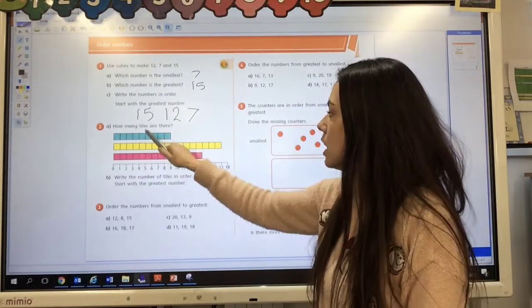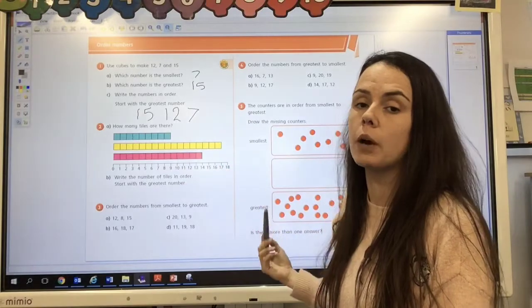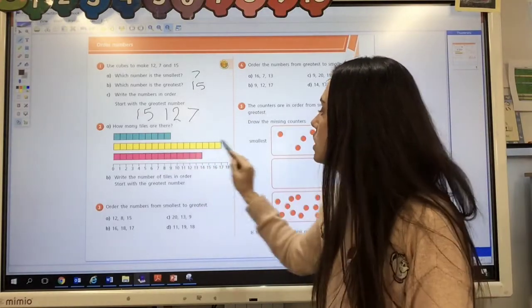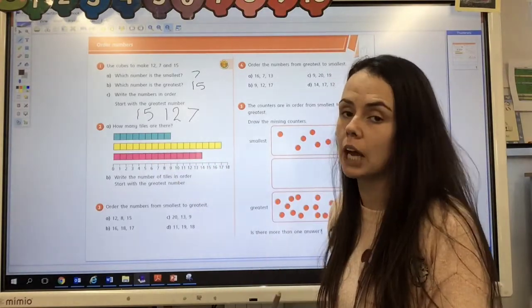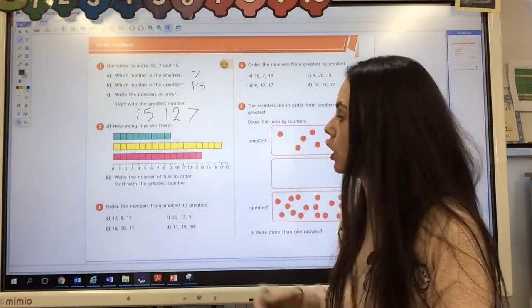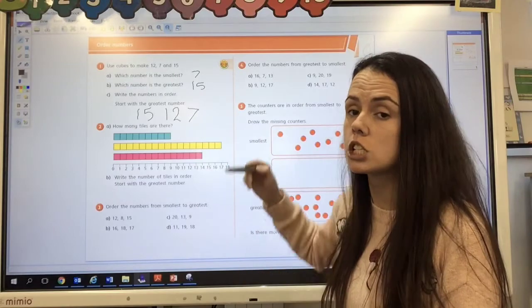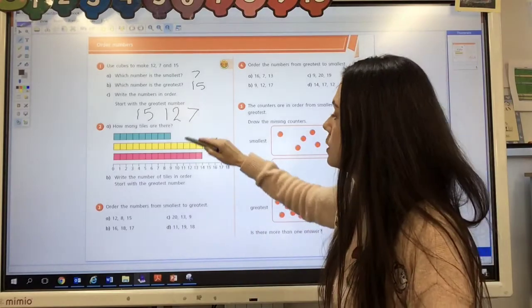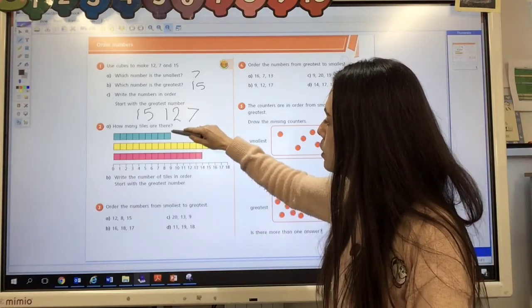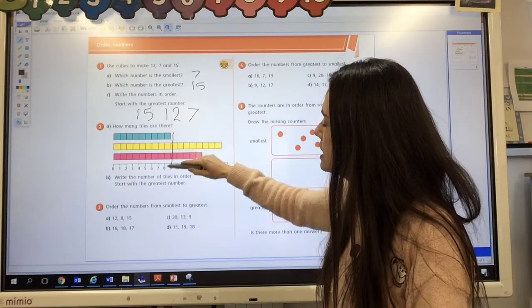How many tiles are there? So what we need to do now is count how many tiles are here. Now, I'm not going to count every individual tile, that takes too long. What they've done is they've been really kind and they've put a number line underneath us. So we can draw down and see what number we come to on the number line. So we're going to start off with this blue one. So this one comes all the way down to 9.